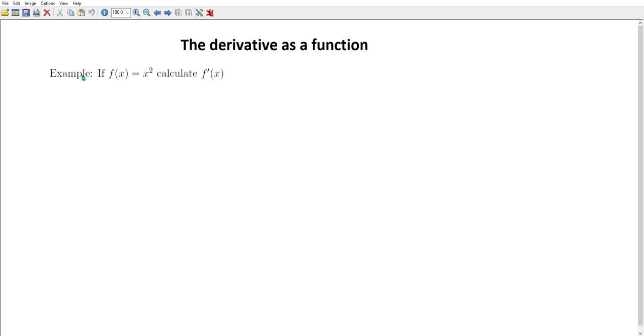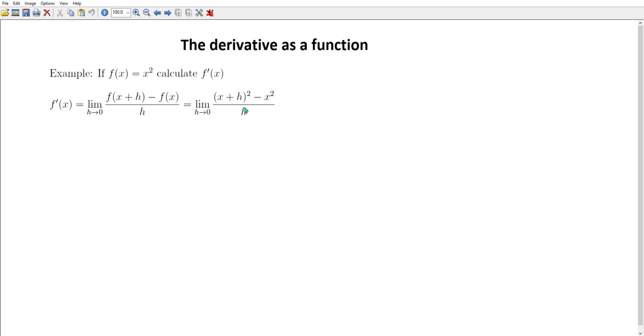So for example, let's take a look at f of x equals x squared, and we want to calculate f prime. The definition, f prime of x is the limit as h goes to 0 of f of x plus h minus f of x over h. F of x is x squared, so f of x plus h becomes x plus h squared. Here's your minus x squared over h.